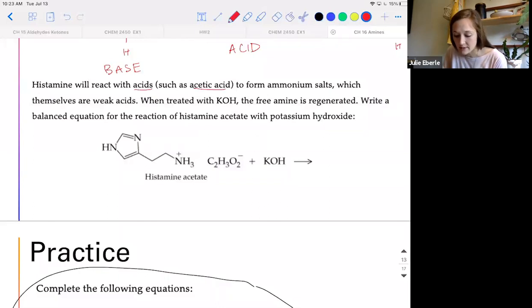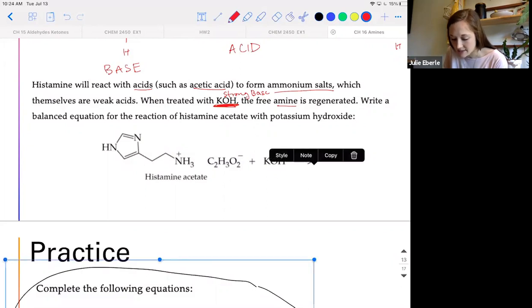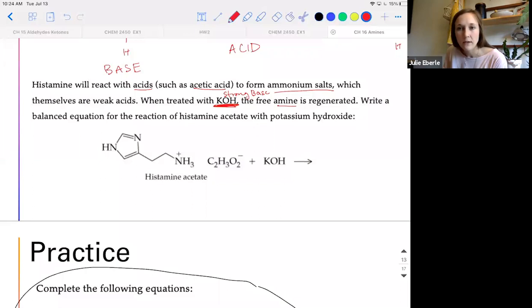Okay. So this histamine practice problem says histamine, an amino acid, will react with acids such as acetic acid to form ammonium salts, which themselves are weak acids. Now, when treated with KOH, so this is a really strong base, OH minus, anything with OH minus in it is a strong base. So ammonium hydroxide, lithium hydroxide, potassium hydroxide, all strong bases. Okay, so the free amine will be regenerated. Write a balanced equation for the reaction of histamine acetate with potassium hydroxide.